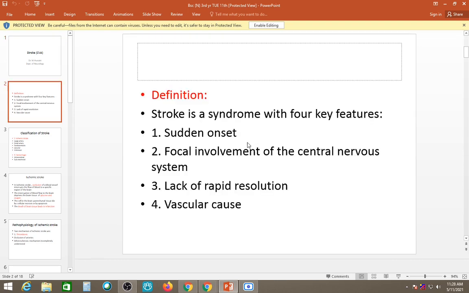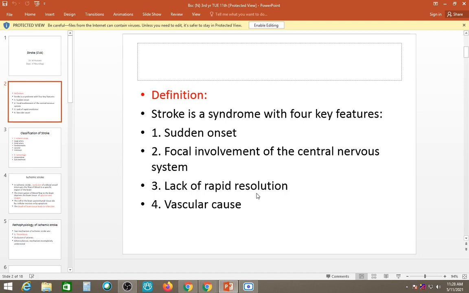So we have to remember the definitions in all cases. Stroke is a syndrome of four features, when it happens suddenly, when there is focal involvement of the central nervous system, that means brain and spinal cord, but we are talking mostly of the brain, spinal hardly any. And focal involvement means involves only part of the brain, not the whole brain.